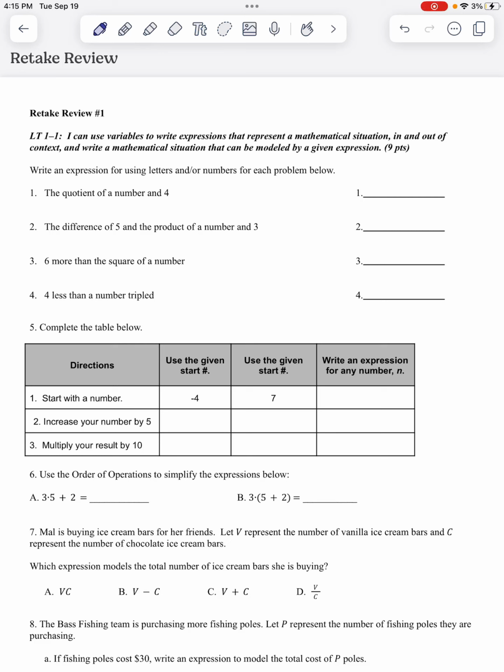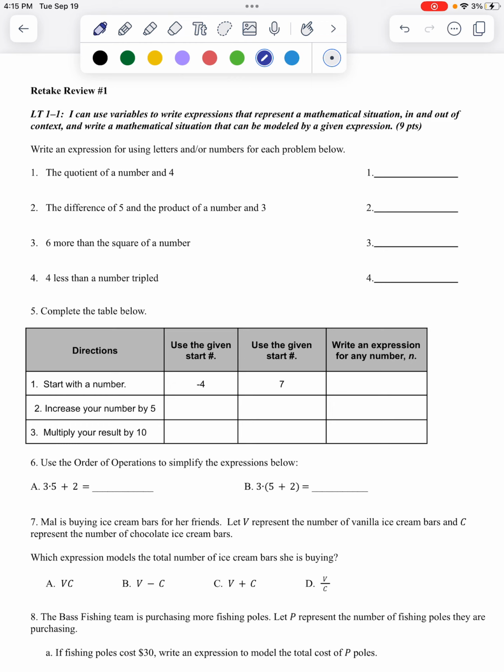All right, class. I wanted to do some of these retake review problems so that then you could try them yourself. So let's just look through some of these expressions. We start with the quotient of a number and 4. Anytime it says a number, it's talking about some variable. And then quotient, that's division. So this is going to be x divided by 4. Again, I'm using the keywords in the sentence to help me determine what I'm doing.